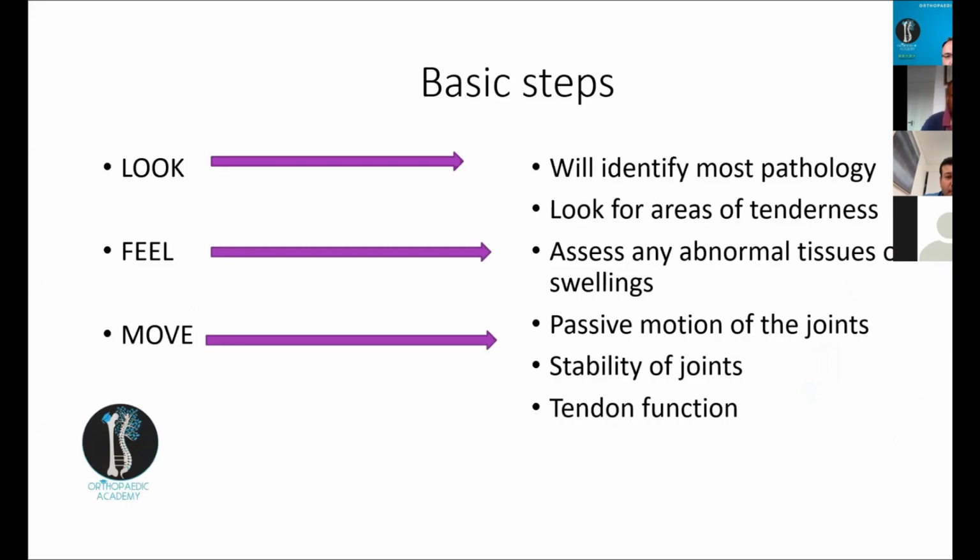Yep. Good. Basic steps: look, feel, move. Hopefully you will identify most pathologies. Look for areas of tenderness. Assess any abnormal tissues or swelling. So you will find it's a bit boggy where the sagittal bands have had an attrition. And passive movement of the joints, stability of the joints. We'll find that actually, because of the subluxation, those MCPs are subluxing. Okay, so they're not stable. And tendon function: the tendons will actually function fine. Vaughan Jackson happens a bit later on. If you ignore it, this will end up having Vaughan Jackson.